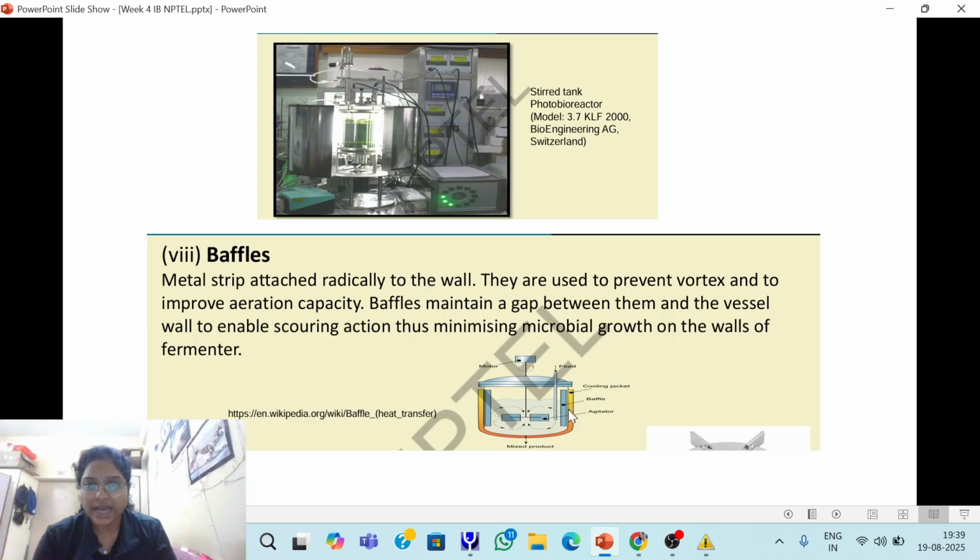Baffles maintain a gap between them and the vessel wall. So this is the vessel wall, the orange thing. Here they maintain a gap between the vessel wall to enable scouring action, thus minimizing microbial growth on the walls of the fermenter. So they basically prevent the growth of microbes on the walls of the fermenter. That is the main function of baffles in a stirred tank bioreactor.